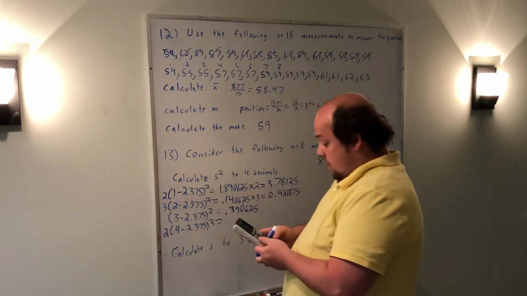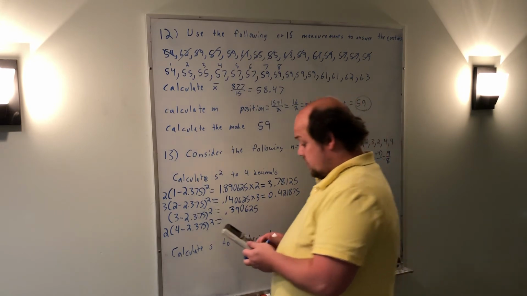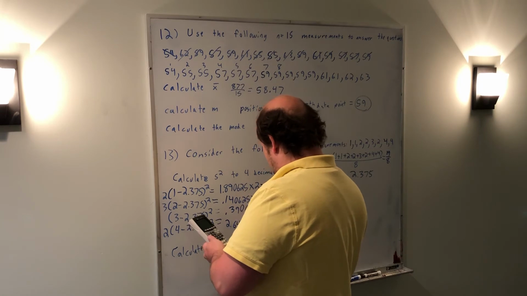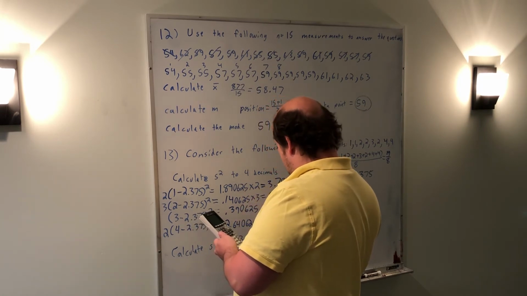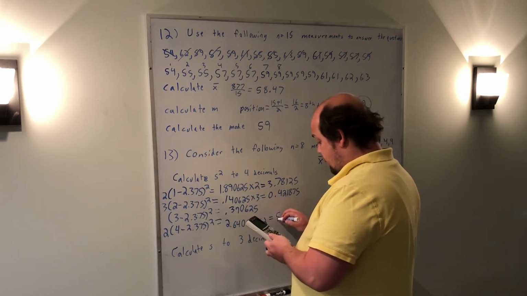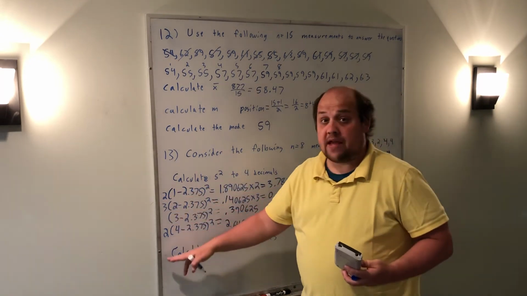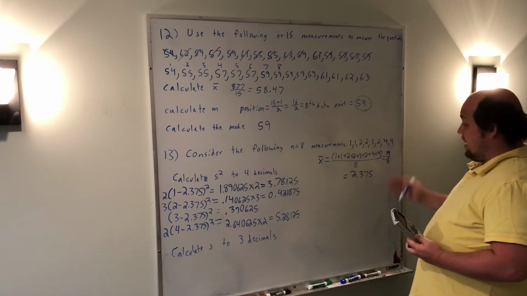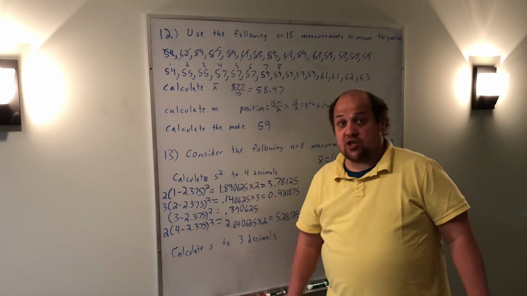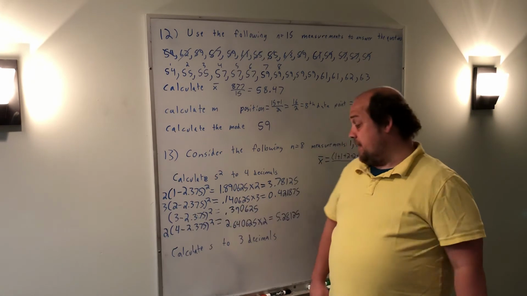This gives me 0.390625. Finally, I'm going to do it for 4. Originally, when I do 4 minus 2.375 and square the result, I get 2.640625. I'm going to multiply that by 2. So that gives me 5.28125. Again, the reason that I'm multiplying these is because I have the same number appearing in my data set multiple times. If they were all different numbers, I'd want to show each individual data point being squared. Here I'm just trying to save time by saying this is occurring this many times.